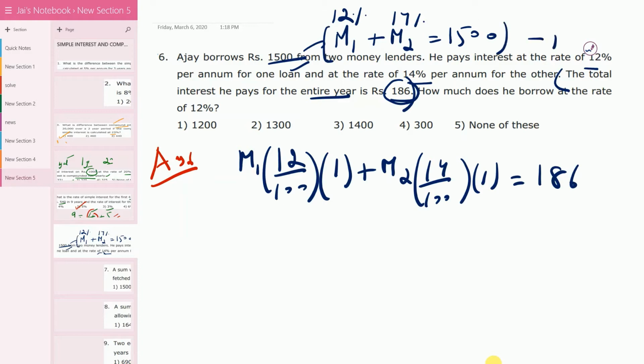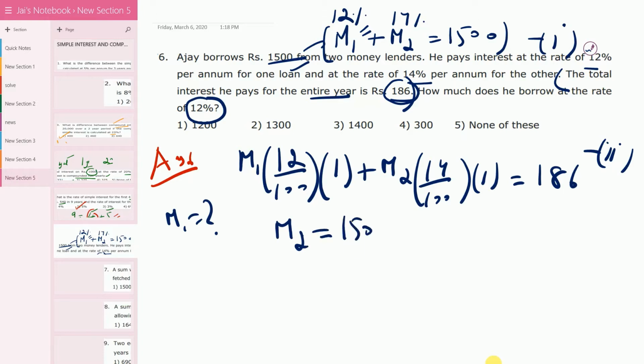So basically we have two equations and we need to solve them so that we can get the value for 12%, which corresponds to M1. So we need to calculate the value of M1 using these two equations. Simply put the value of M2 as 1500 minus M1. Now I've just put the value of M2 in the given equation.